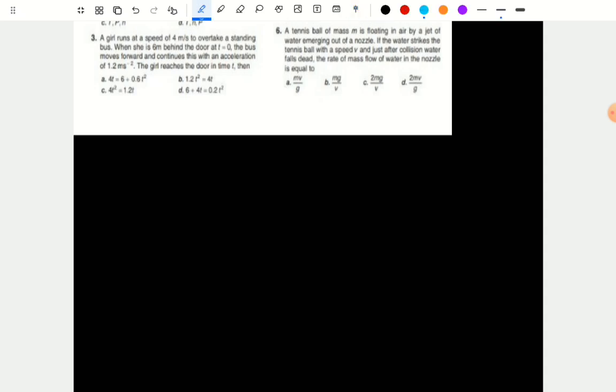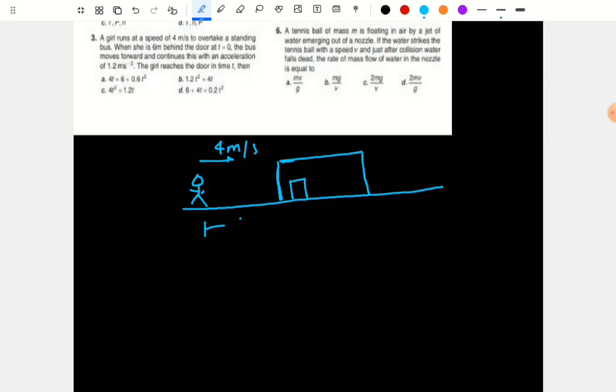So let's make a rough diagram. Maybe this is the girl, and she runs at 4 meter per second to overtake a standing bus. When she is 6 meter behind the door at t is equal to 0, the bus moves forward and continues with an acceleration of 1.2 meters per second square.